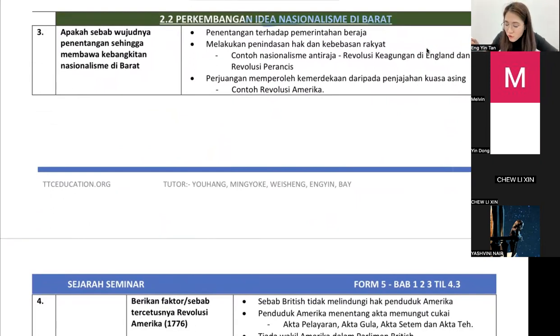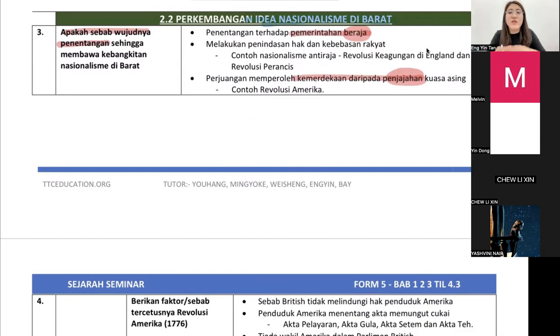Okay, so you need to know why they have this kind of idea, why they started to go against. So for information, Western country, they started to have nationalism is because of two reasons. Number one is because of the king. They go against the king. Number two is because of the merdeka daripada penjajahan. They going against the penjajahan.